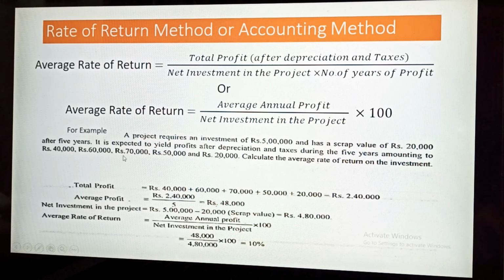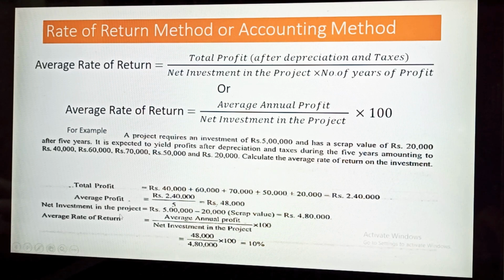Hereafter, how many numbers are here? Numbers means number of years of profit: 40,000, 1, 2, 3, 4 and 5. So you have to divide this. It is very simple, as you also know, you have done how to calculate average profit in the case of goodwill calculation. The same way you will apply over here. So 2,40,000 divided by 5, and your average profit will come 48,000 rupees.